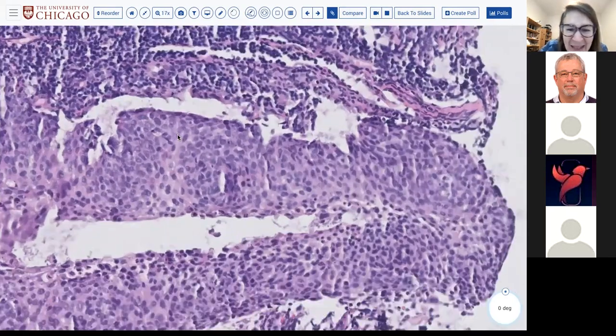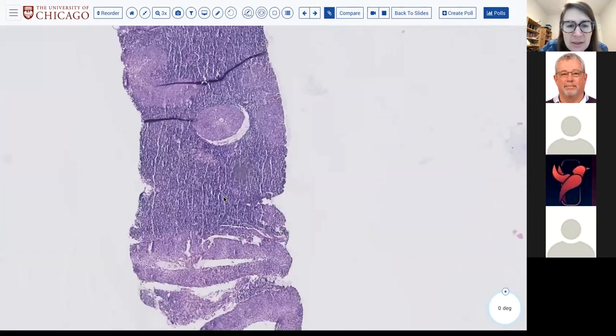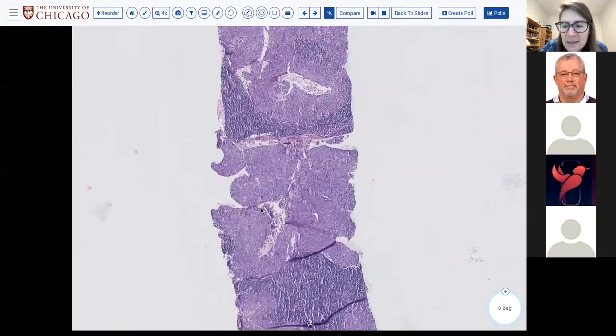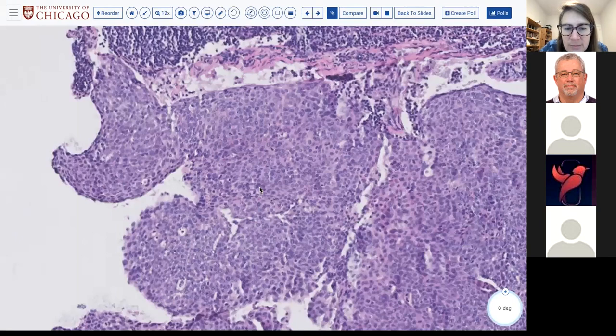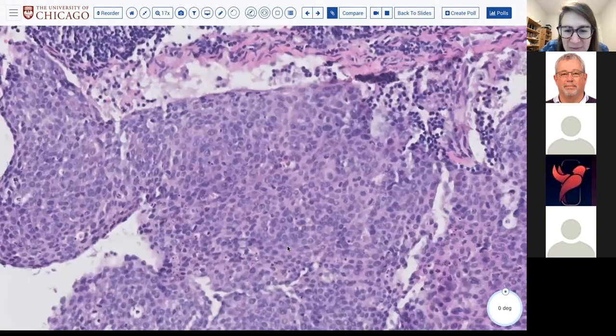You tell me. That doesn't look like a Warthin tumor, right? That's too nasty, too ugly, not oncocytic enough. There's a lot of apoptotic debris.